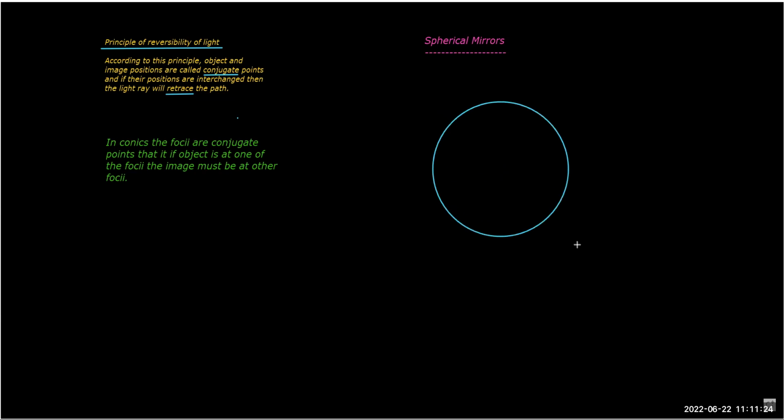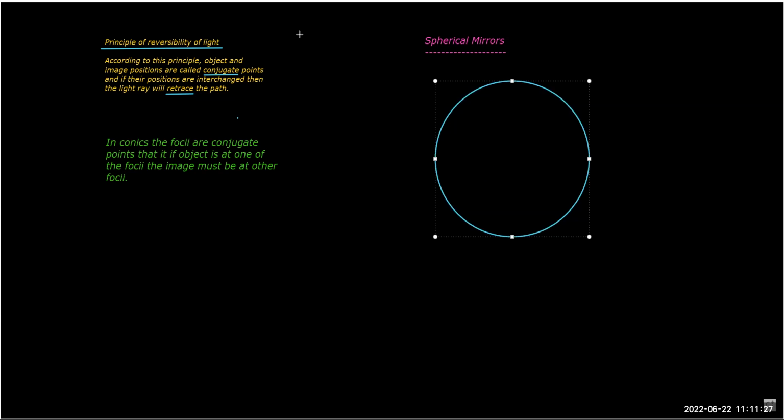So what you do is you simply take a mirror. Then what you do next? You take a part of it. You can take the part from anywhere. And then after taking this part, you simply polish. If you polish the inner surface like this, then the outer becomes the reflecting surface. And if you polish the outer surface, this becomes the reflecting surface.